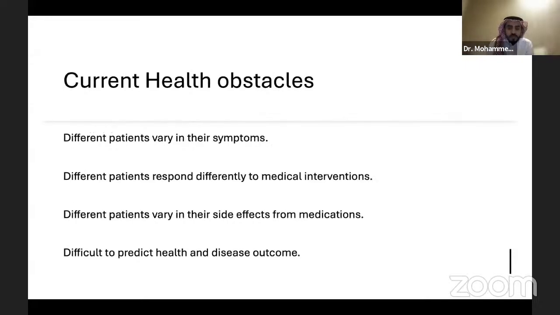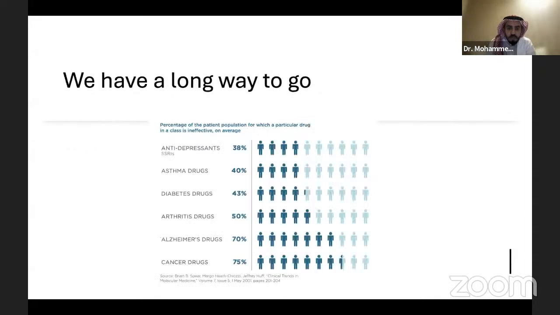And the reason is that there is a lot of different outcomes from disease and medication in patients. Patients vary in their symptoms, they respond differently to medical intervention, and you cannot predict their disease outcome. In terms of progress as a healthcare system, we're really lacking progress in terms of response to treatment. With antidepressant medication, for example, 38% of the population will not respond to it. For asthma drugs it's 40%. For cancer drugs, up to 75% will not respond.